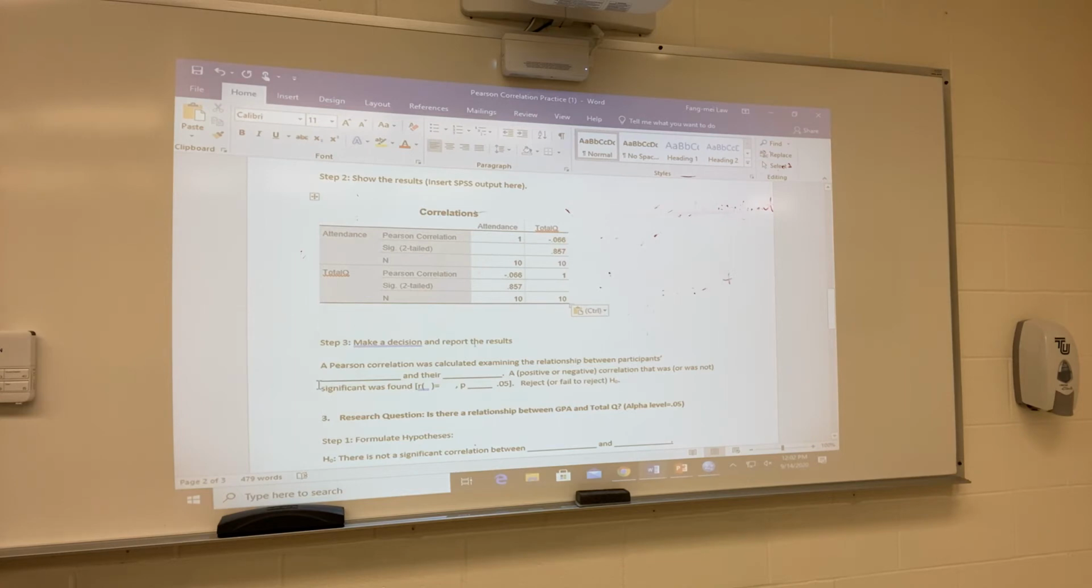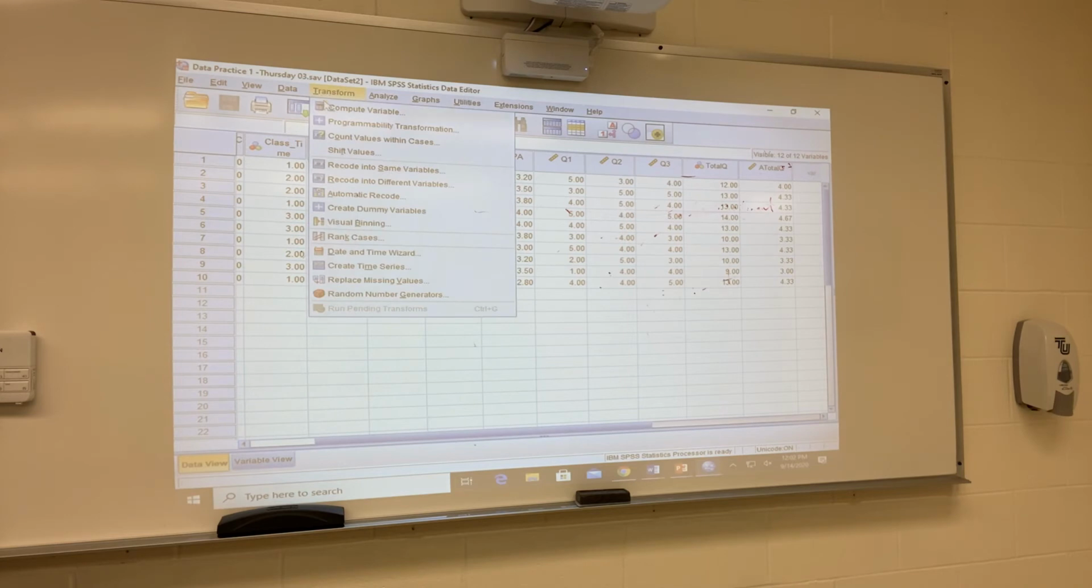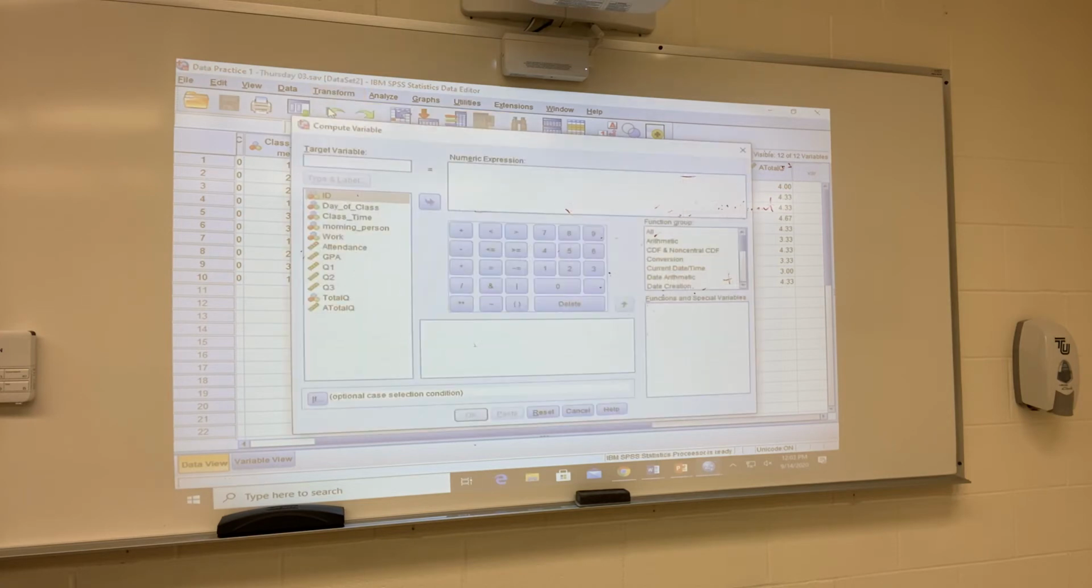Are you okay? Mine doesn't have the total Q on it. Because last time you didn't do total Q. So now let's do it very quickly. Go to Transform, then Compute Variable. Go back to your data and open Compute Variable. Got it? Then type total Q here under the target variable.